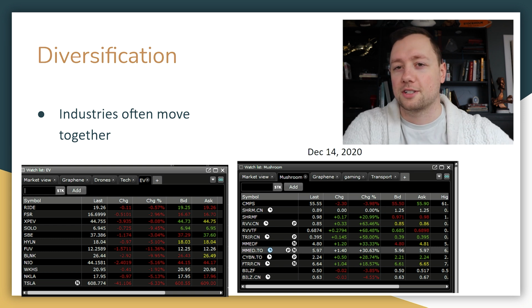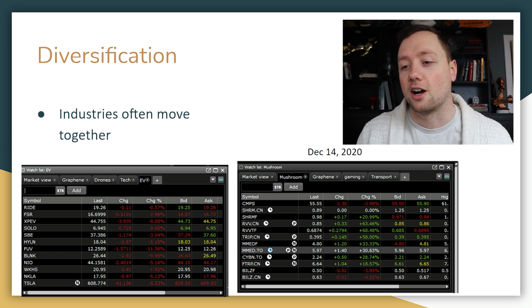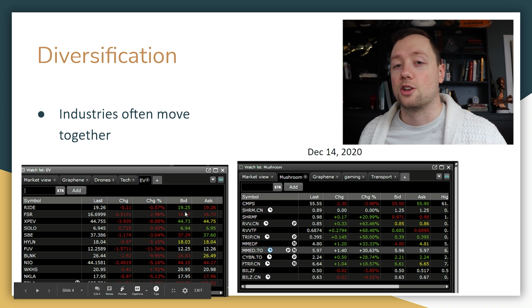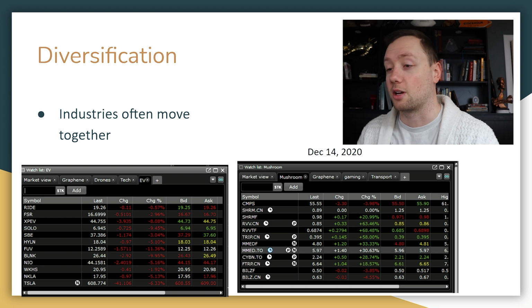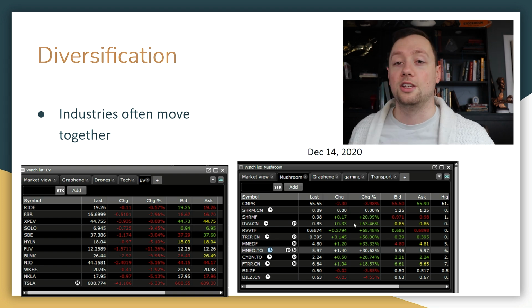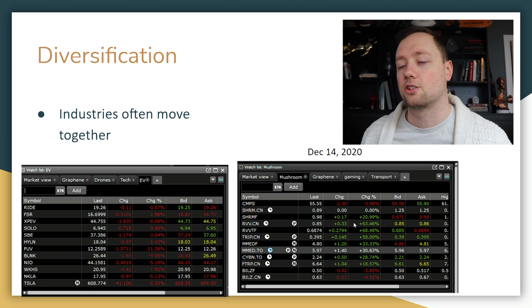If you have your entire portfolio in electric vehicle stocks and a day like this comes around, your entire portfolio is going to take a hit. However, if these two photos were on the same day and you had some of your stocks in the psychedelic space, you would have done okay. And so that is the advantage of diversification.